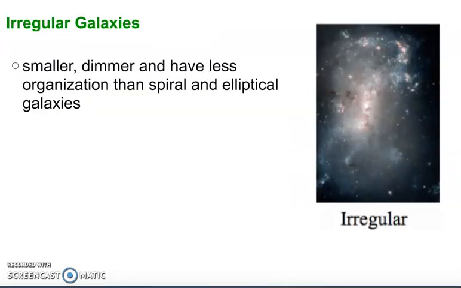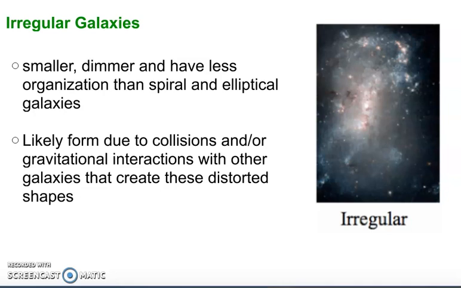Last but not least, we have our irregular galaxies. And these galaxies tend to be a little bit smaller and dimmer and have less organization than spiral and elliptical galaxies. So there's no consistent shape that all irregular galaxies have. And they usually are formed due to collisions, so two galaxies colliding with one another, and or gravitational interactions, meaning that if it gets too close to another galaxy, the shape is distorted and changed from what it might have looked like originally as a spiral or elliptical galaxy because that pull from gravity is changing the shape.